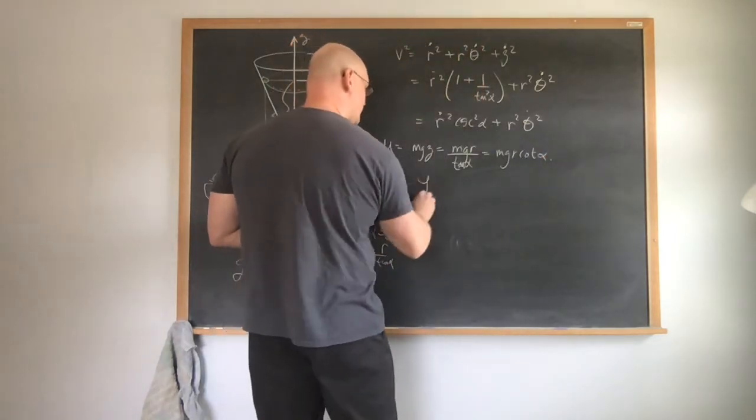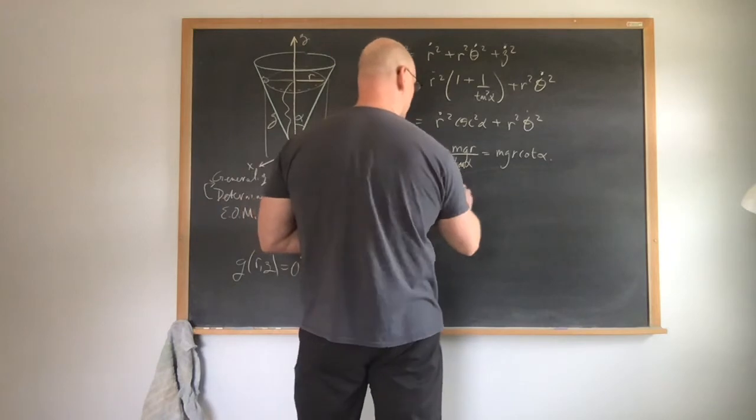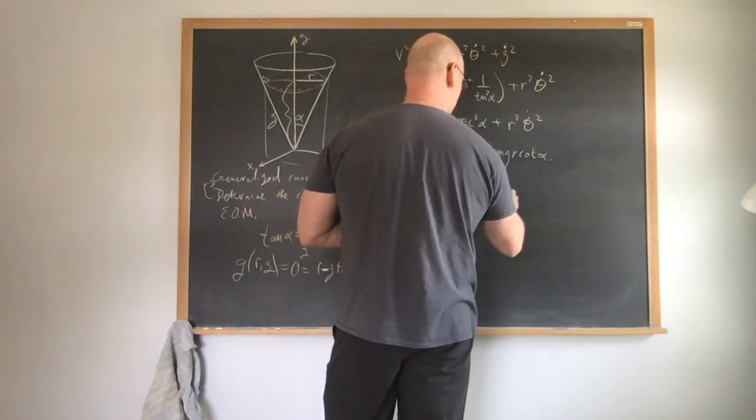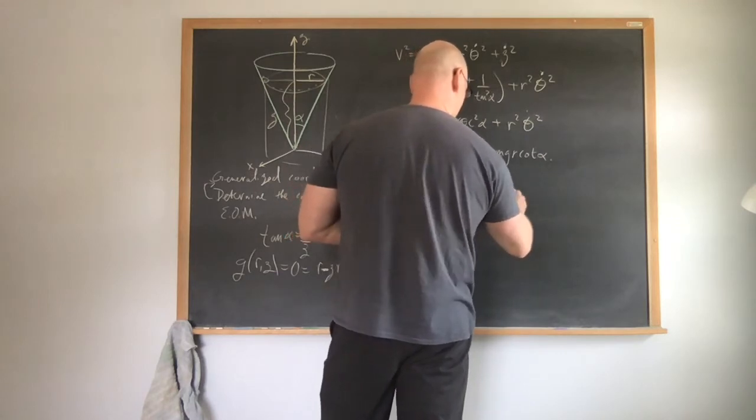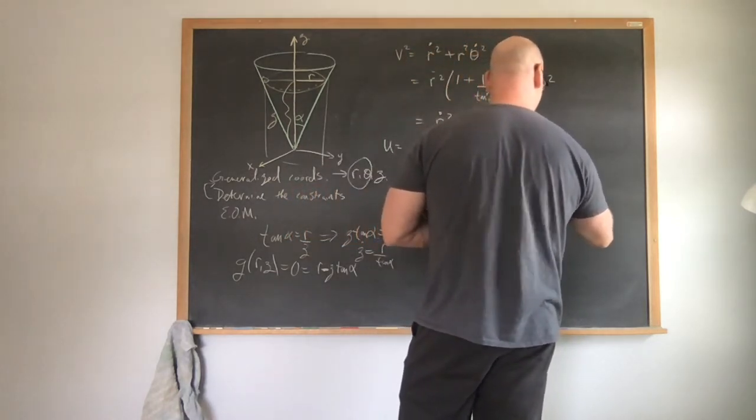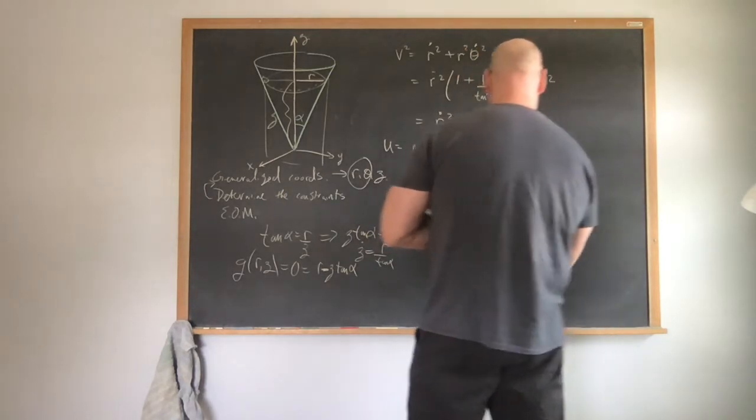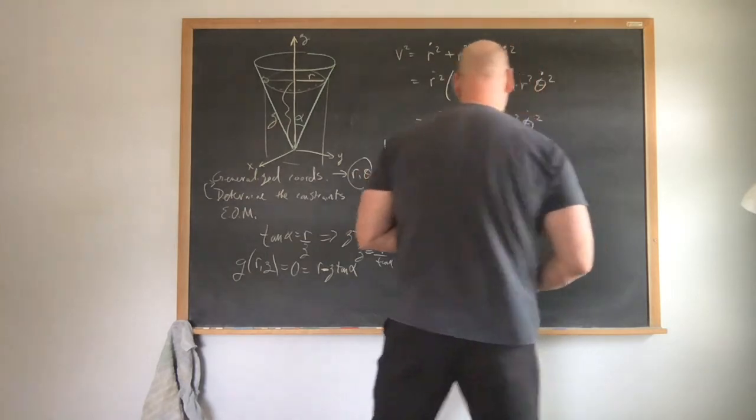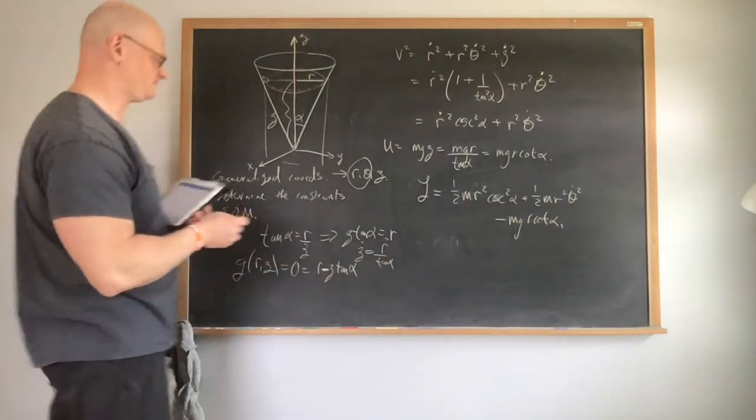So good. From here, we finally get our Lagrangian, which is equal to 1/2 m times r dot squared times cosecant squared alpha plus 1/2 m times r squared theta dot squared minus mgr cotangent of alpha. So this is our Lagrangian.